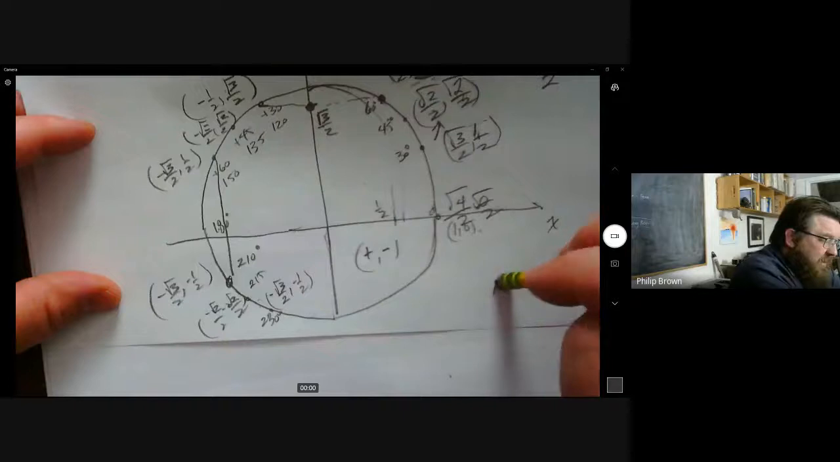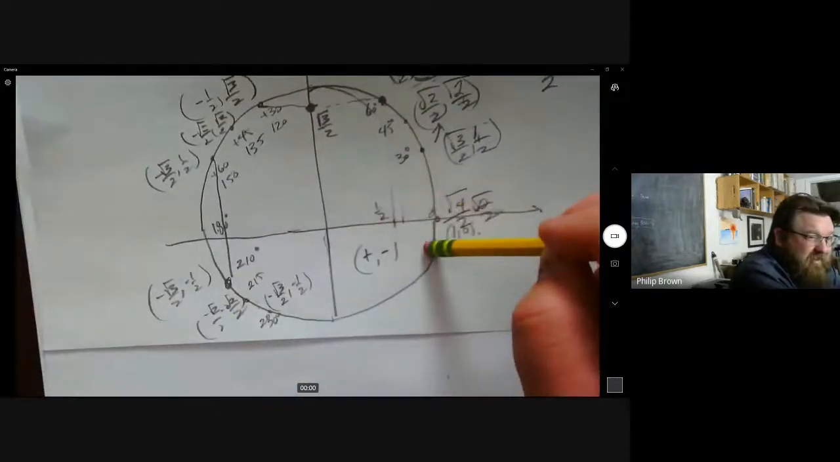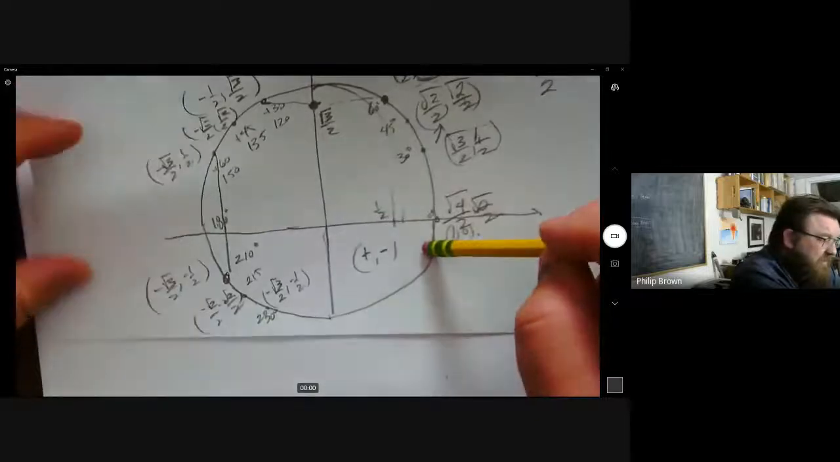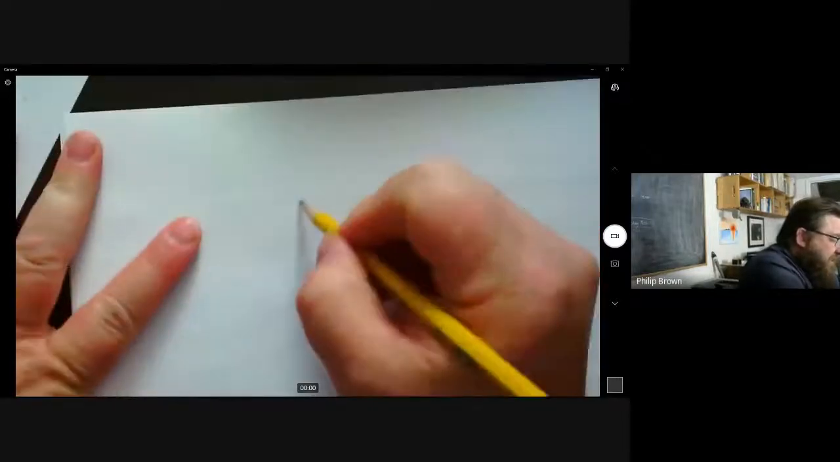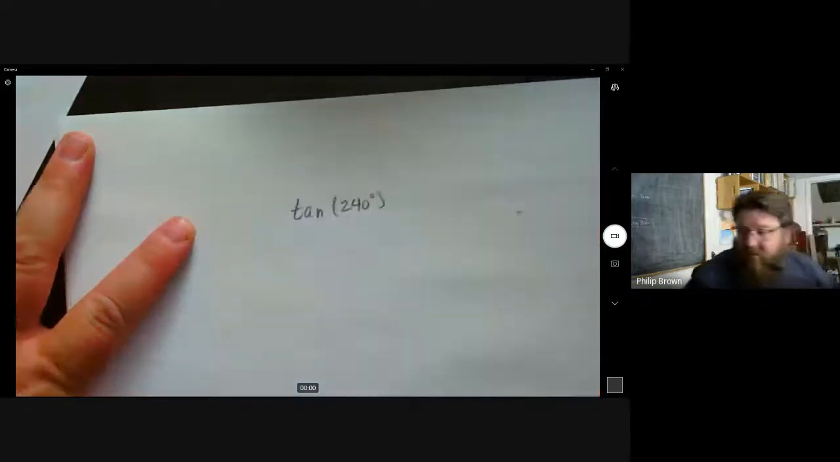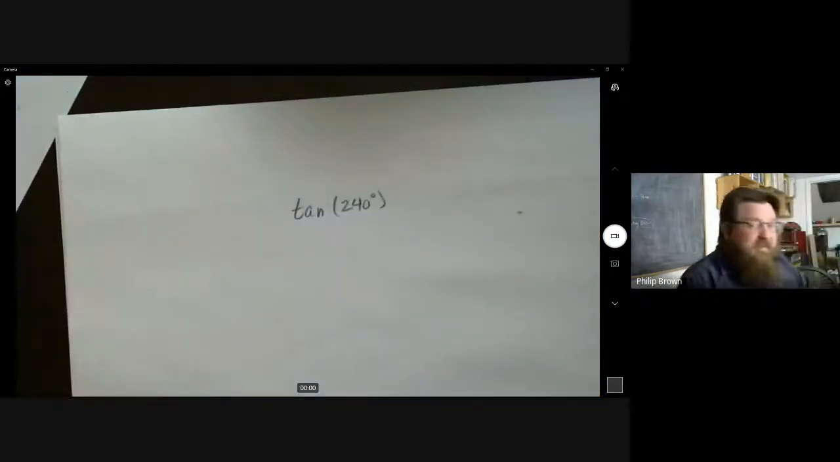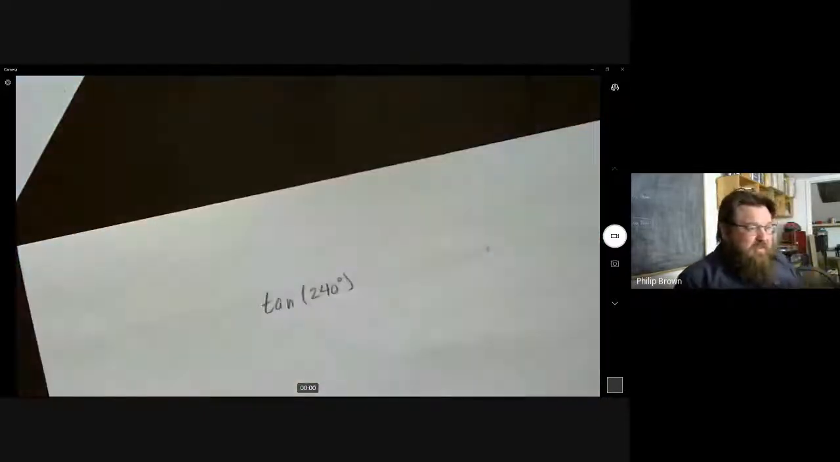All right. You will have to do these from memory in class and on a quiz later, but most of the time it takes you too long to do all that. So let's see if we can use that idea to figure out how to find the tangent of, say, 240 degrees without using a calculator. Okay. All right.